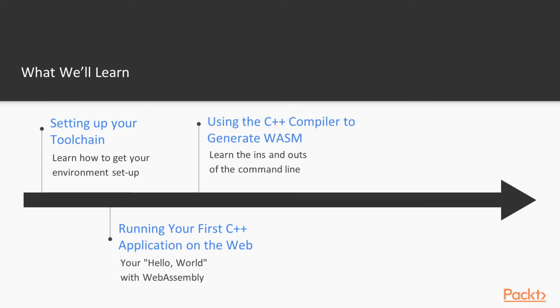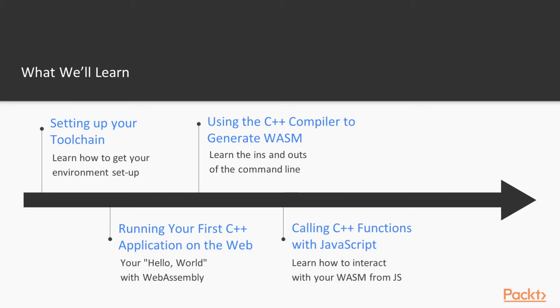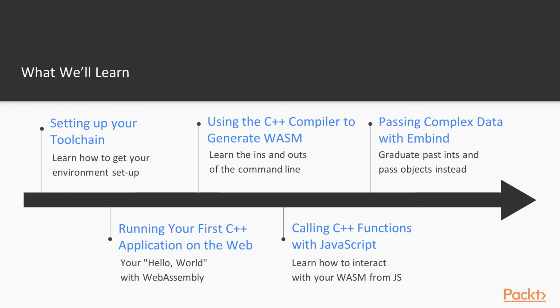We'll then look at the C++ compiler that generates WebAssembly and dig into its options. We'll then learn how to call C++ functions from JavaScript. And finally, we'll use a tool called embind to pass complex data between our JavaScript and C++.